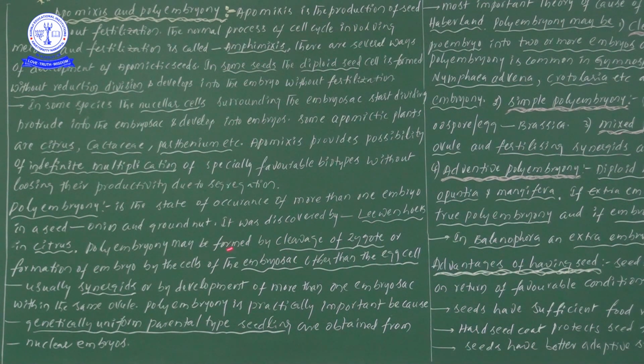So here one point: in the polyembryonic condition, we can see development from the zygote, or from the cells present in the embryo sac other than the egg cell. All these cells can be involved in the development of an embryo. Till now, scientists have observed that mostly synergid cells are involved in the development of the polyembryonic condition. That is the main important point in this class we are discussing.